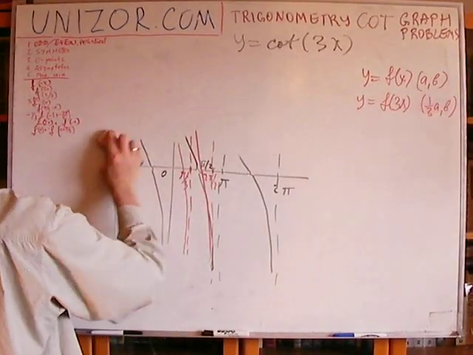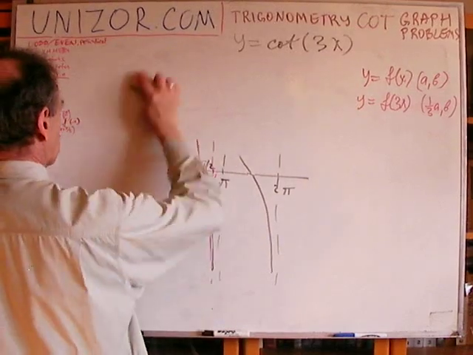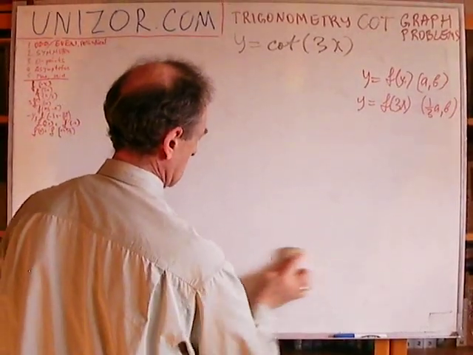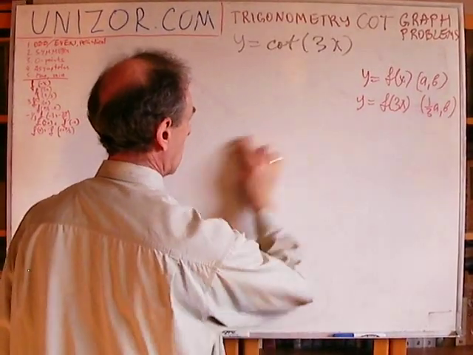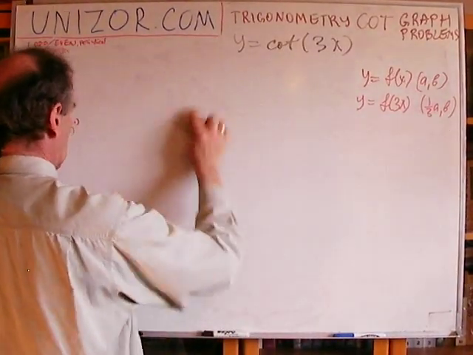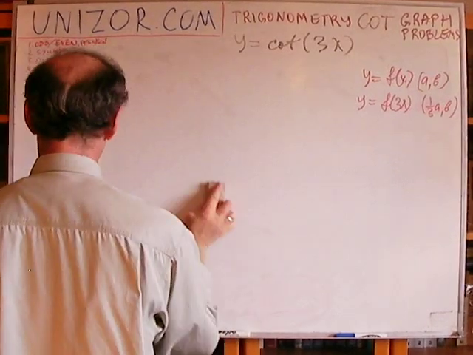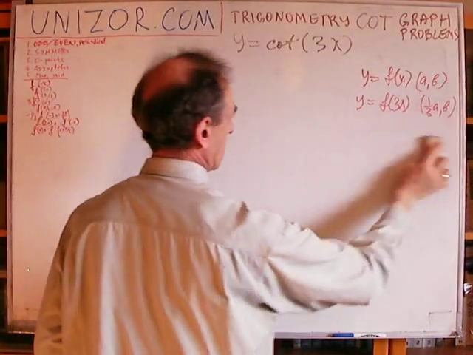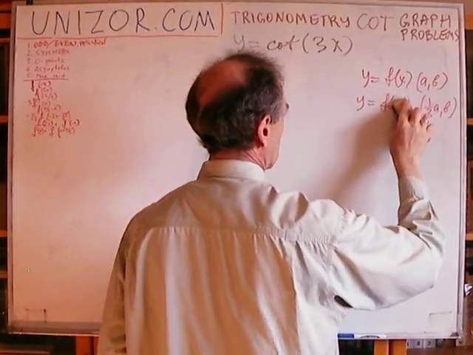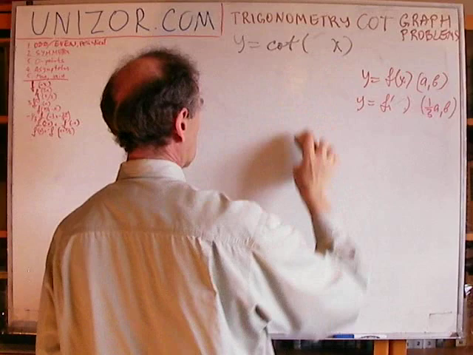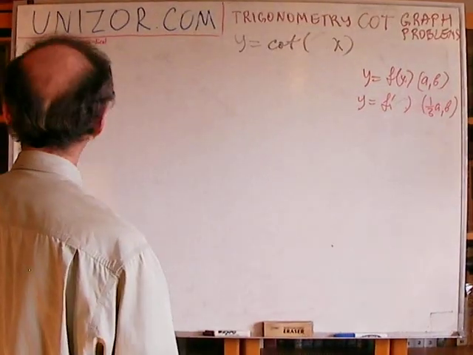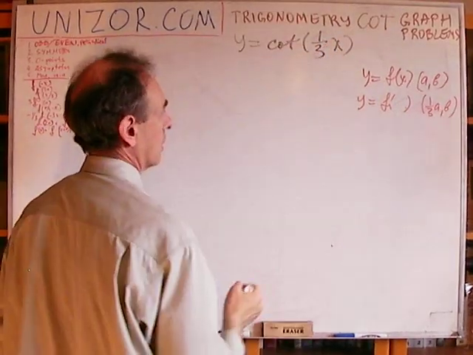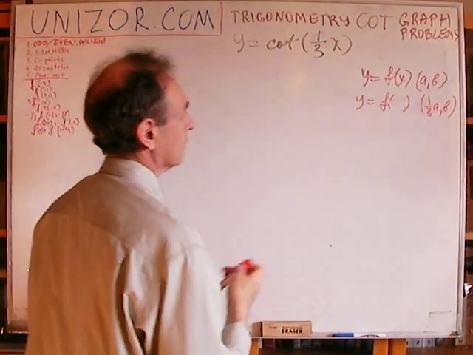Next. Now I will have to wipe it out because it's too much. Now here and here we will have different numbers. We will have 1/3. And here we will have also 1/3.